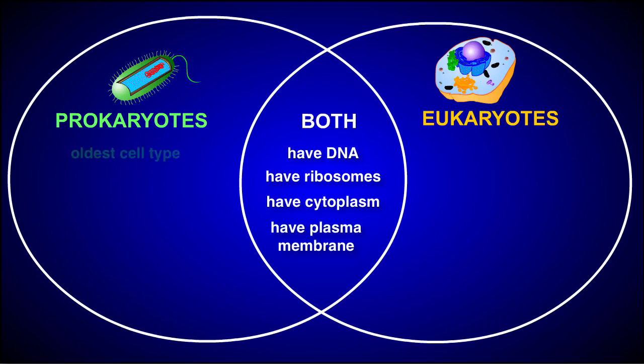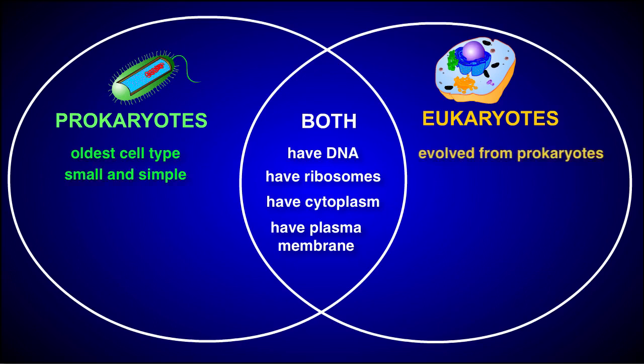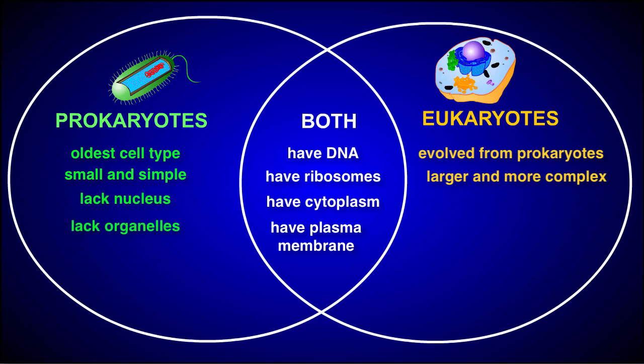Prokaryotic cells are the oldest type of cell. They're small and relatively simple. Eukaryotic cells evolved from prokaryotic cells later. They're larger and much more complex internally. Prokaryotes lack both a nucleus and membrane-bound organelles. Eukaryotic cells have a nucleus and also contain organelles.